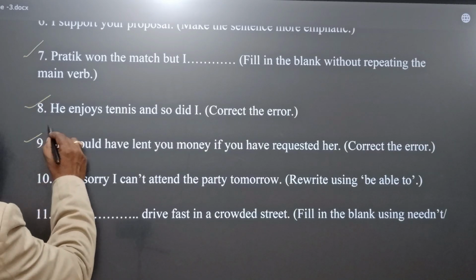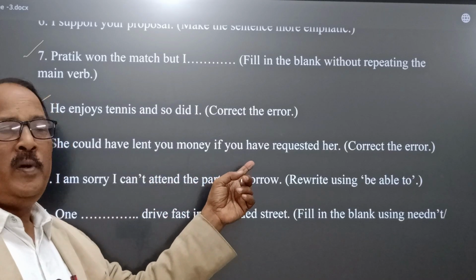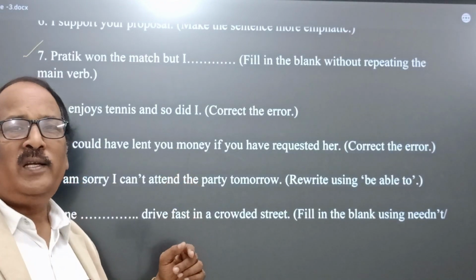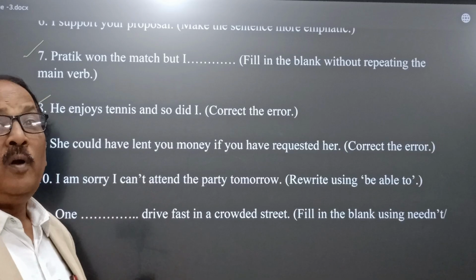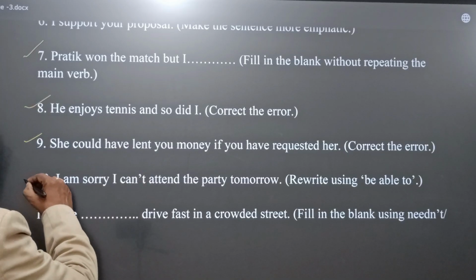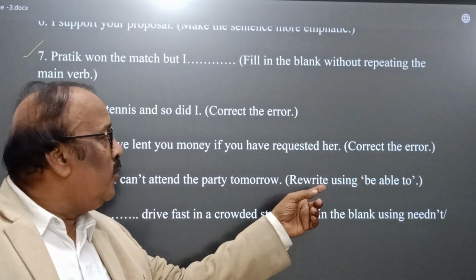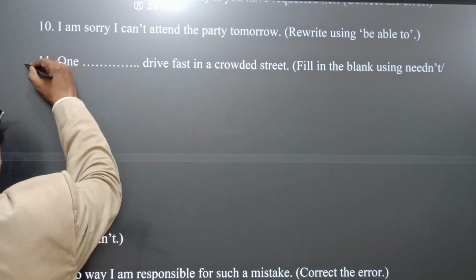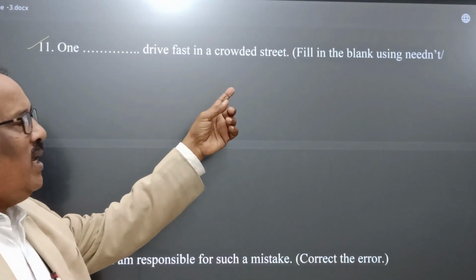Question number 9. She could have lent you money if you have requested her. Correct the error. This is a wrong sentence and there is one error and you have to correct it. Come to question number 10. I'm sorry, I can't attend the party tomorrow. Rewrite using be able to. Question number 11. Blank drive fast in a crowded street.